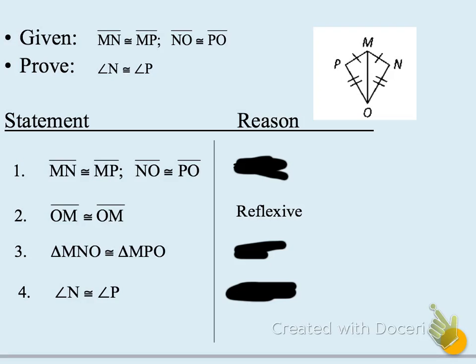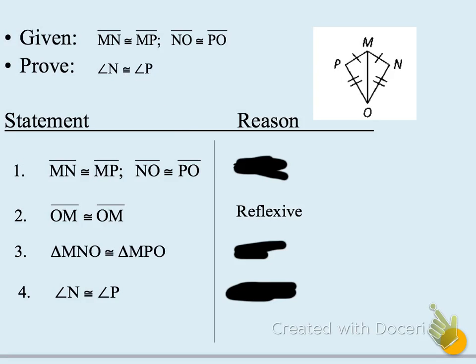Okay, so let's look at this proof. So I am given that MN is congruent to MP, and you can see from the picture that it is given, and also that NO and PO, by the picture also, are congruent. So we're trying to prove that angle N and angle P are congruent here. Okay, so we always start with our given, and then we try to get to what we are trying to prove. So that means my prove is down here.